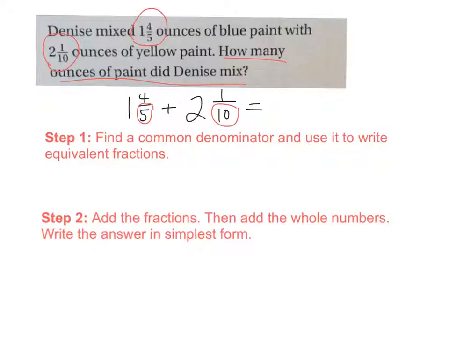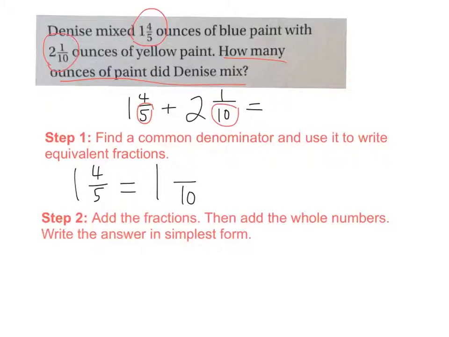Okay, just looking at the fraction part, 4/5 and 1/10. What could be a common denominator? Adam? 10. Okay. So if I would like to rewrite 1 4/5 into a mixed number that has 10 as its denominator, do I need to change the whole number part? No. No, I can keep the whole number part the same.